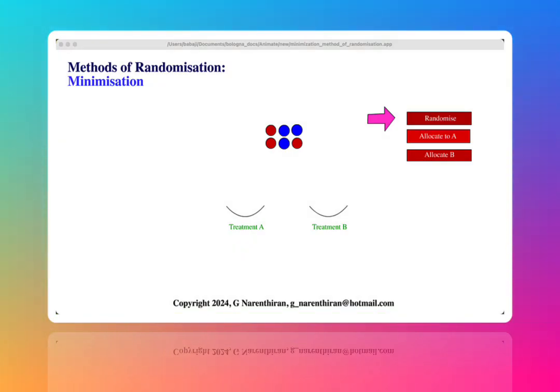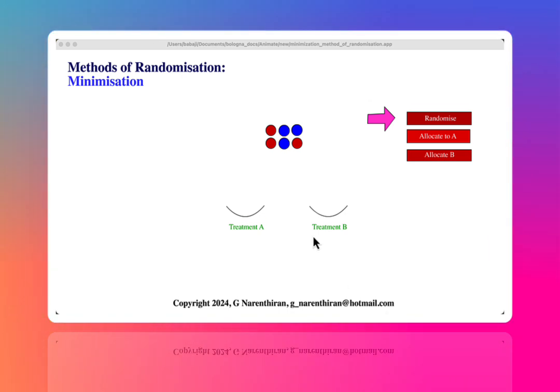Welcome to this tutorial on minimization. This is the method of randomization. This method is somewhat controversial, and some question whether this is indeed a true randomization. However, I will explain minimization in this tutorial.